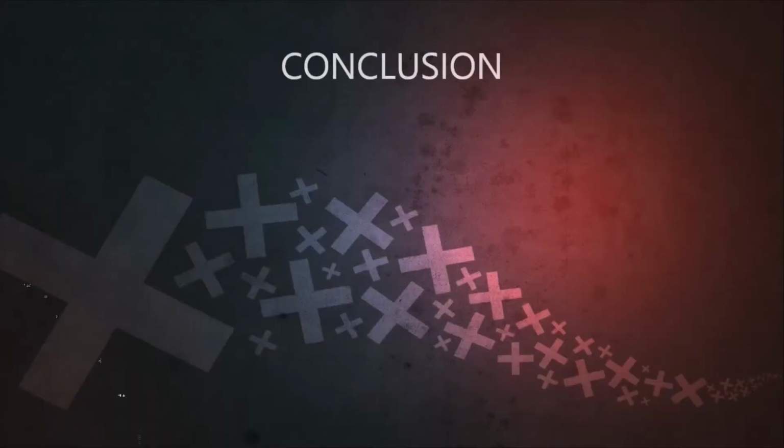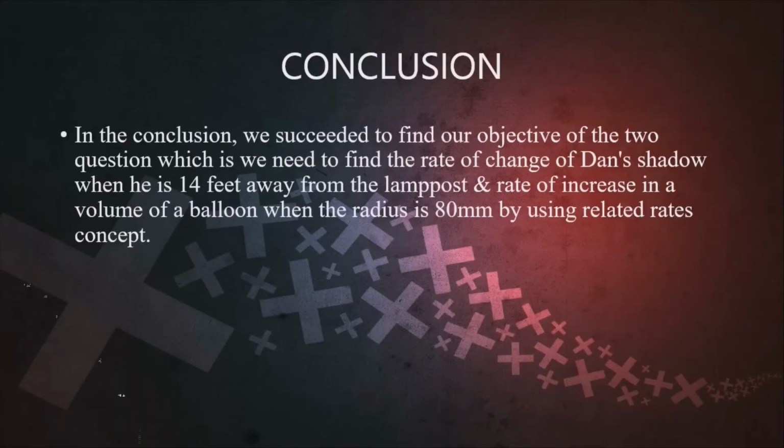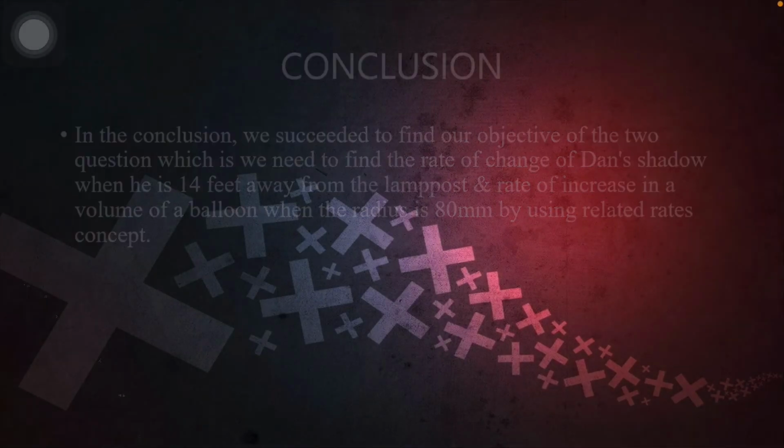So for the conclusion, we succeeded in finding the objectives of the two questions, which is to find the rate of change of Dan's shadow when he is 14 feet away from the lamppost, and the rate of increase in the volume of a balloon when the radius is 80 mm, by using the related rates concept.